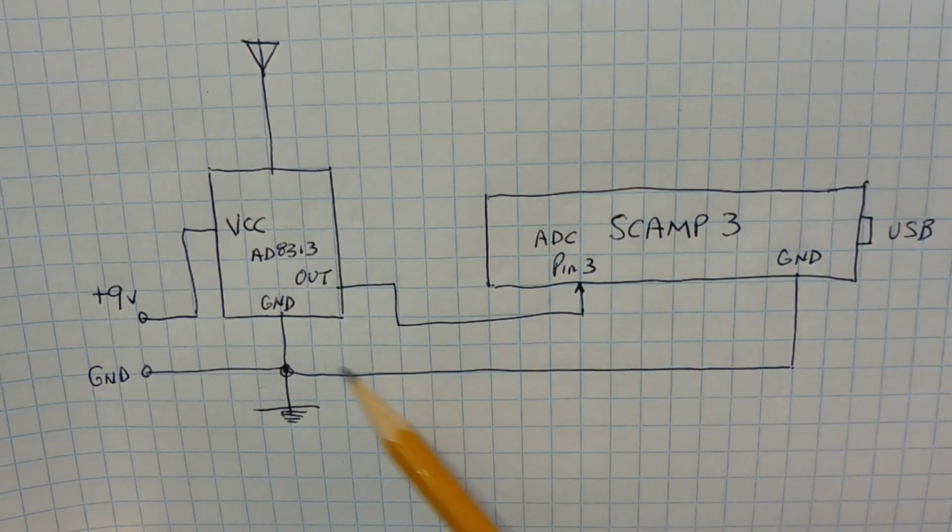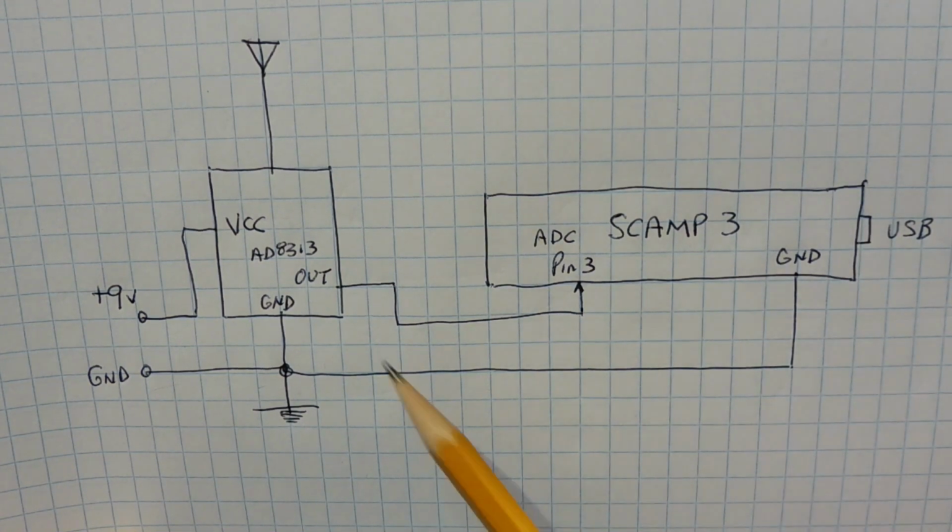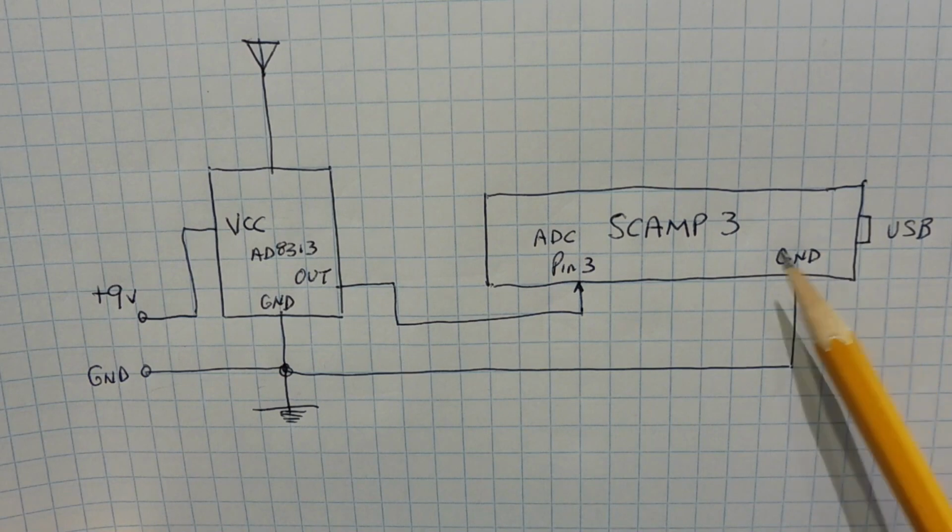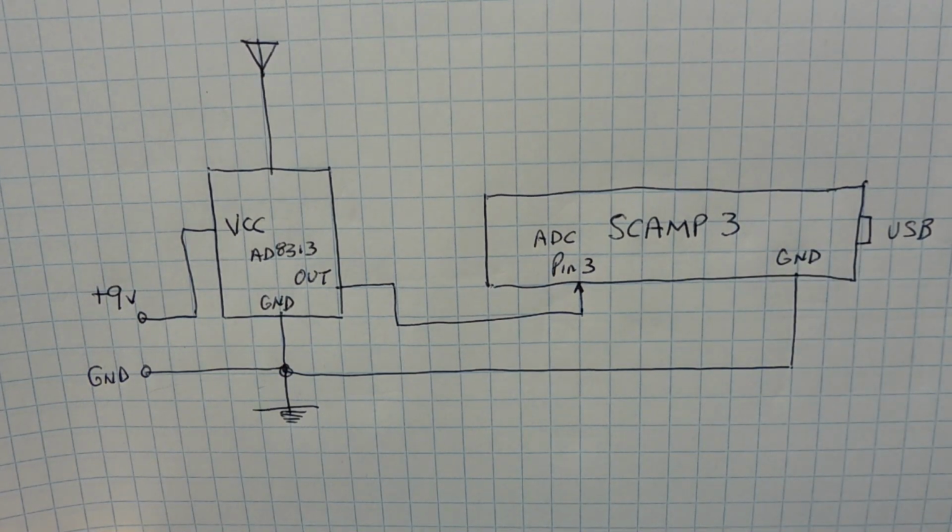And the grounds are tied together between the RF detector and the Scamp3 board. So that's basically it. Just power up the RF detector, run the software on the Scamp3 board. Then you'll get indications on the 16 LEDs of your transmitter field strength.